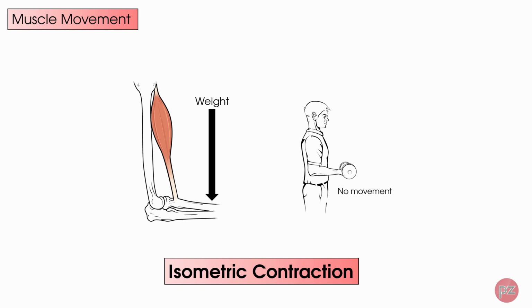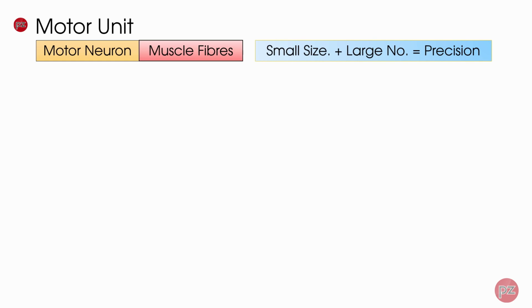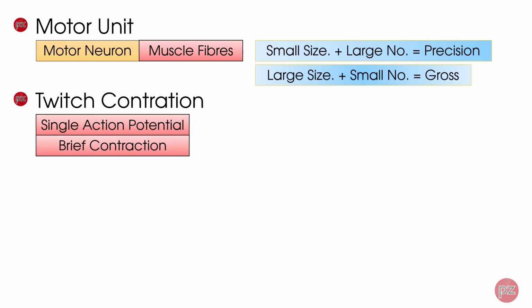So that's everything that I wanted to go through in this tutorial. So to just quickly recap, we looked at the motor unit, we looked at how the motor neuron, the muscle fibers as a unit make that motor unit up. And if you have a small size and a large number of motor units, you get precision, and the reverse of that, you'll get more gross movements. We looked at the twitch contraction and how that's all about the single action potential, which develops that brief contraction.